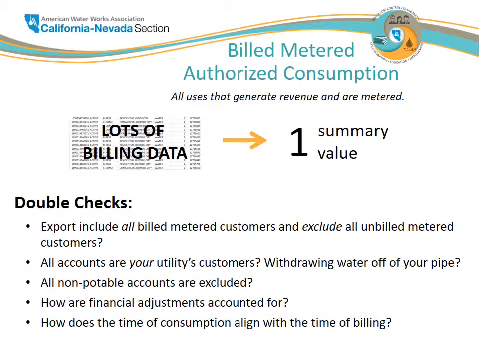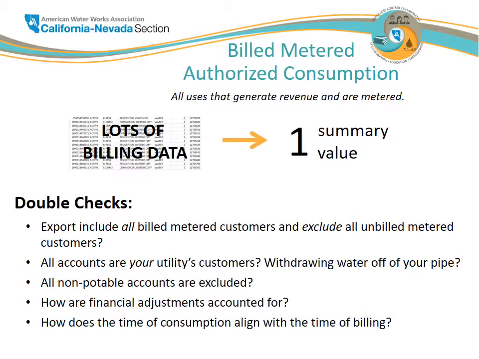We want to make sure that we're talking about the right records, that you're querying the right sub-components of the billing database. So we're excluding any non-potable records. If you serve raw water, recycled water, we are not including those customers. We're also excluding any record of water that doesn't generate revenue. Somewhat unintuitively, there can be records of water that is actually unbilled in the billing database. We want to be careful of that.